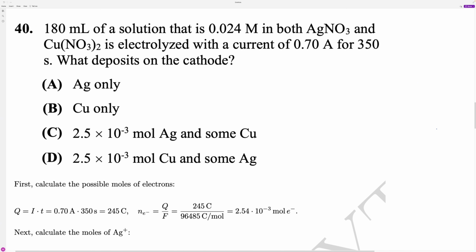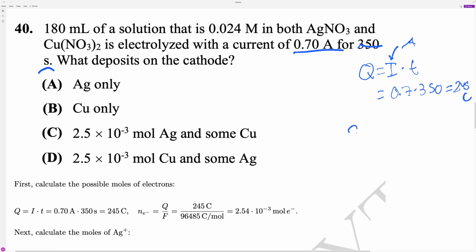So the first key equation that we need to use for this is Q equals I times T. Or in other words, charge equals current times time. And we can see that I is going to be in amperes. The current is 0.7 amperes, and then our time is going to be 350 seconds, and we're going to leave that in seconds. So our Q, or charge, is going to be 0.7 times 350, which is 245, and that's going to be coulombs.